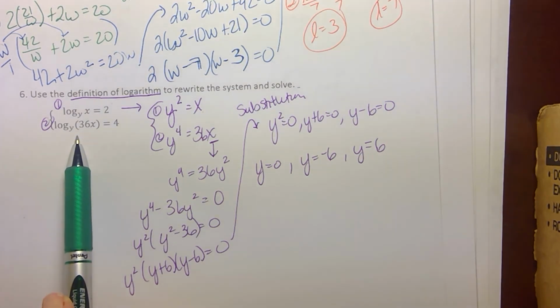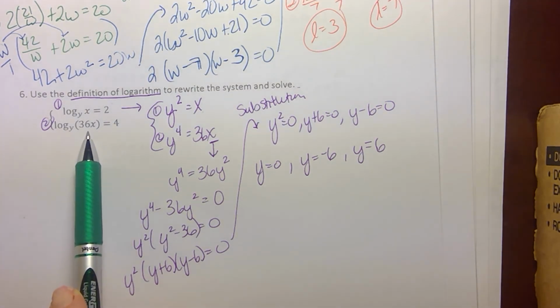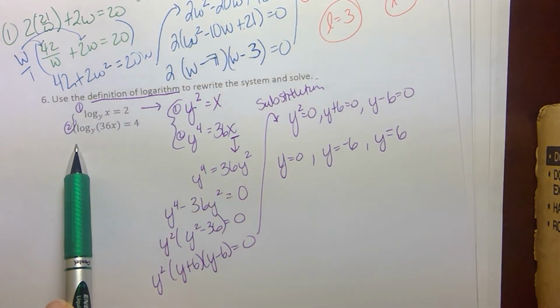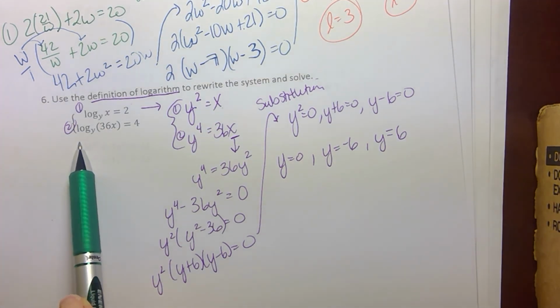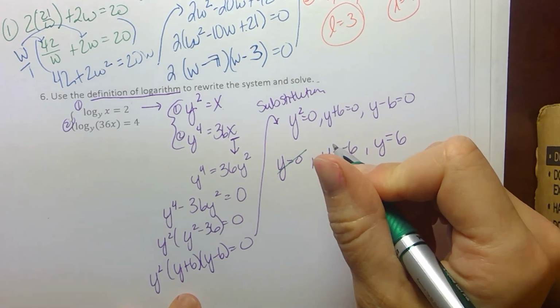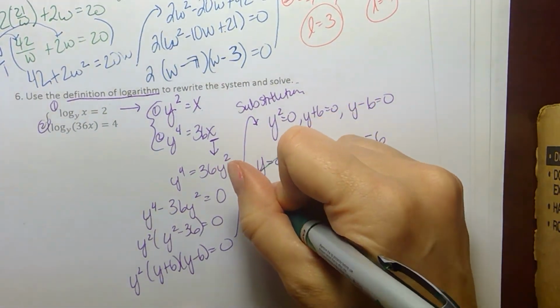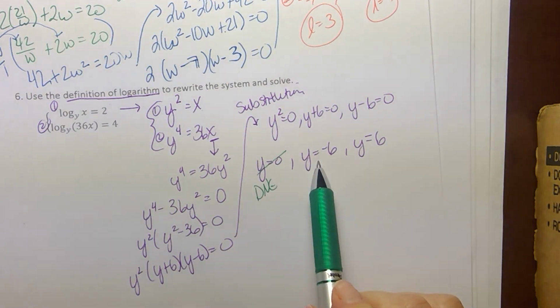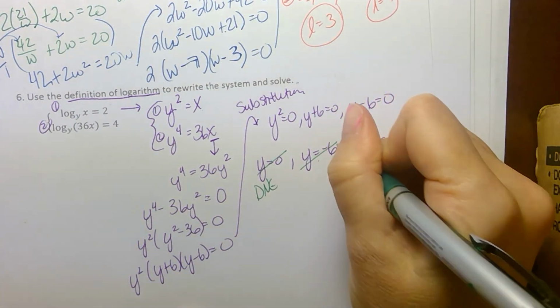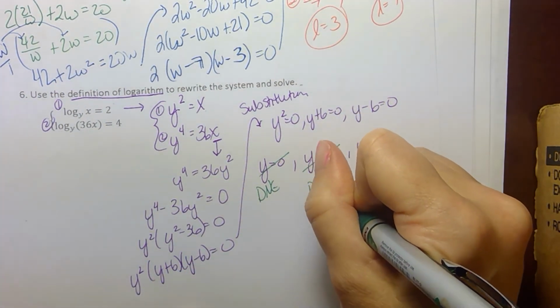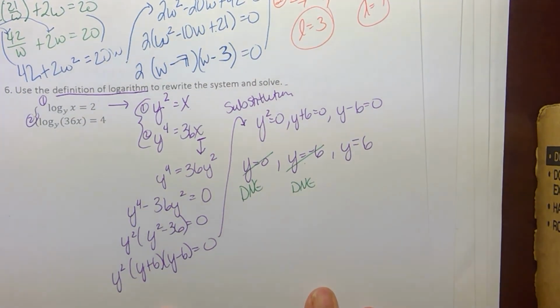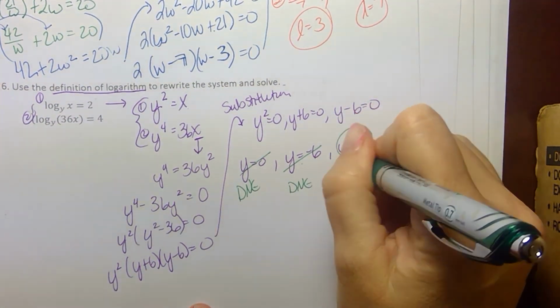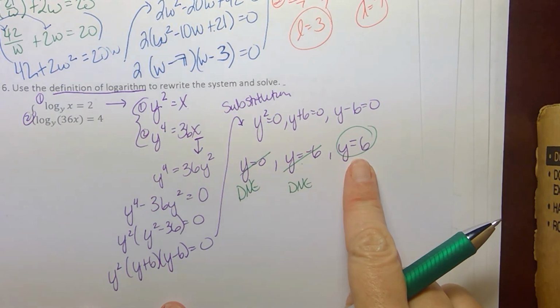Do we ever have anything base 0? Well, no. That base we have limited to being positive values, not 1, which means 0 is outside of my domain. It doesn't work, does not exist. What about negative 6? Negative 6 isn't going to work. Our base has to be positive, so that one does not exist, so we don't have to worry about it, which means this y equals 6 is the only proposed value for y that we have to be concerned about.